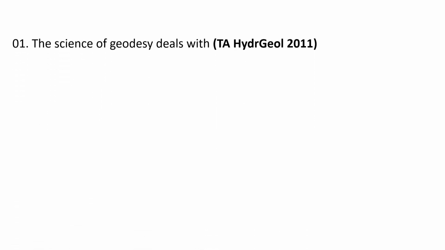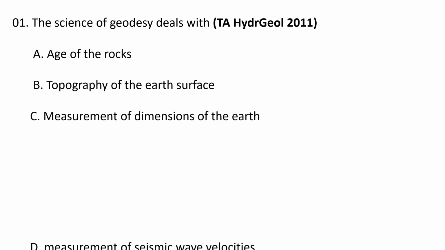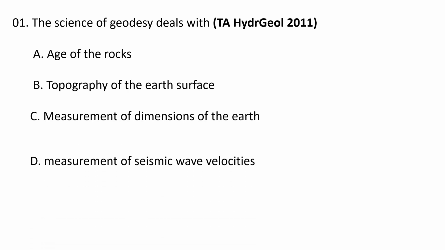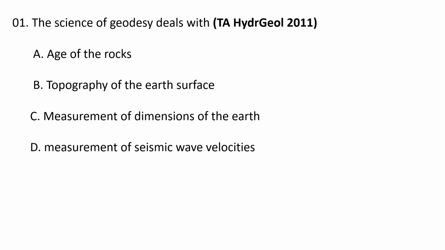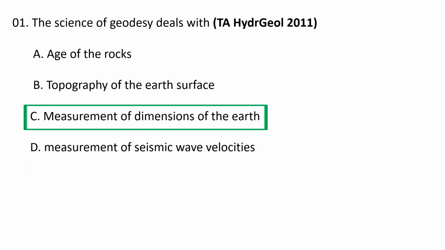Coming to the first question. The science of geodesy deals with A. Age of the rocks, B. Topography of the Earth's surface, C. Measurement of dimensions of the Earth, D. Measurement of seismic wave velocities. The science of geodesy deals with the measurement of dimensions of the Earth.